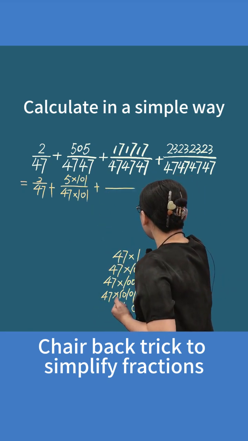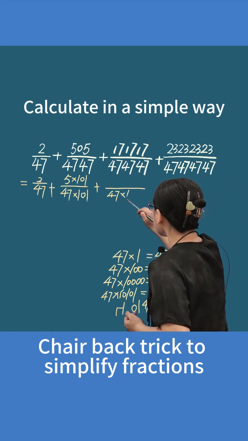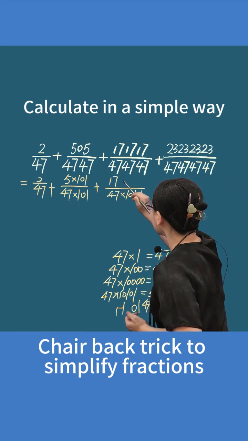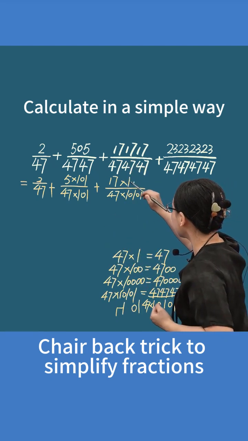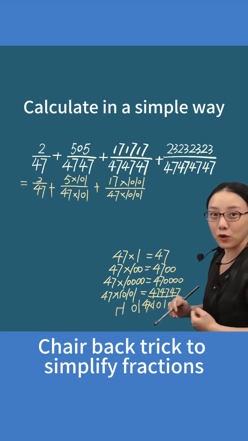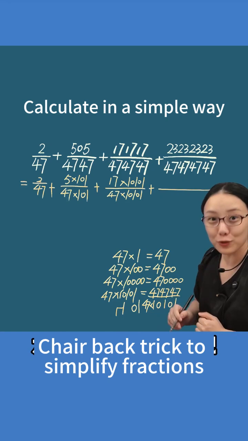All right, next one, come on. 47 times what? We just talked about it. It's multiplied by 10101. And for the 17 on top, try to find the pattern between the two. Isn't it that the numerator is just 17 times 10101? Once you understand this pattern, moving forward, I think everyone should be able to do it, right?